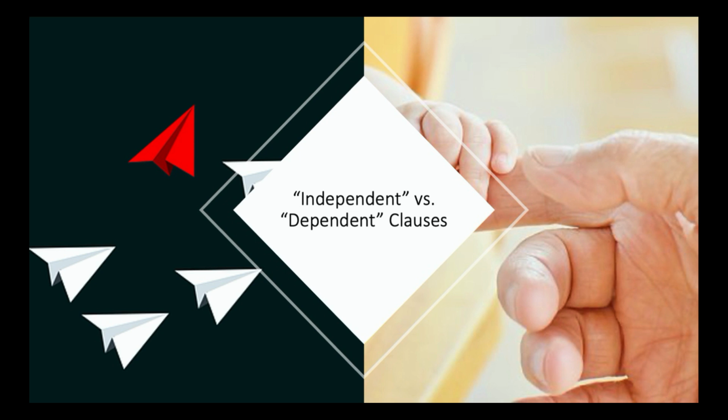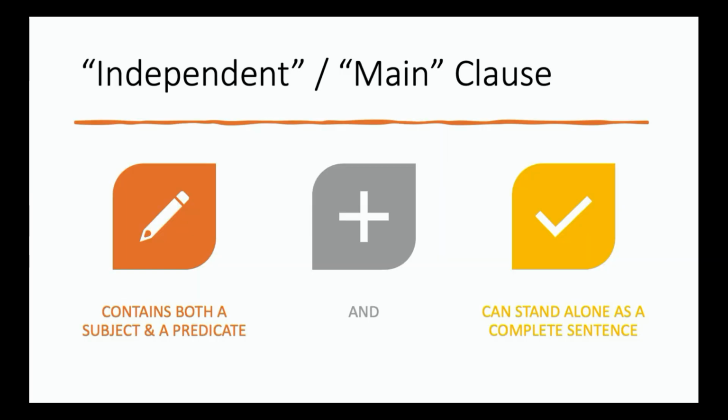It's crucial that you can identify if a clause is an independent clause or a dependent clause. A clause is considered to be an independent clause or main clause if it contains both a subject and a predicate and it can stand alone as a complete sentence. An independent clause can stand alone as a complete sentence.